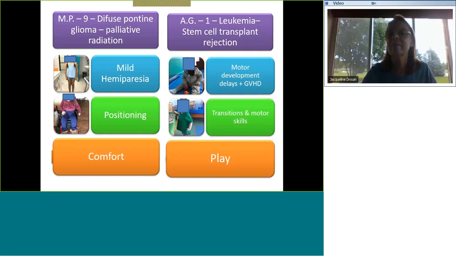And since he had this graft versus host disease, both in his hand and his feet, he refused to use them. So we had to teach him how to use his hands. Now, we worked on achieving all the transitions and motor skills until he was able to walk on his own, and he was able to play as he wished. And what the mother says keeps her calm is that he was able to play until his last day.